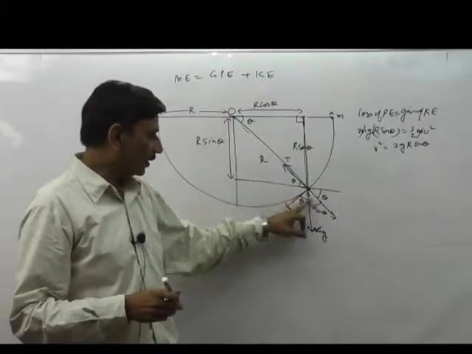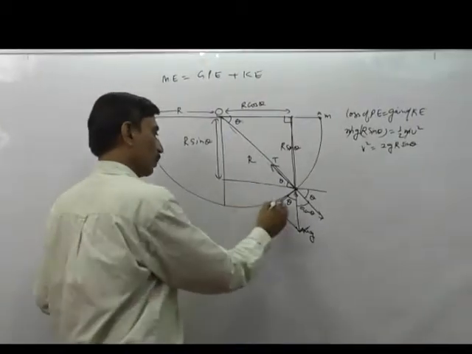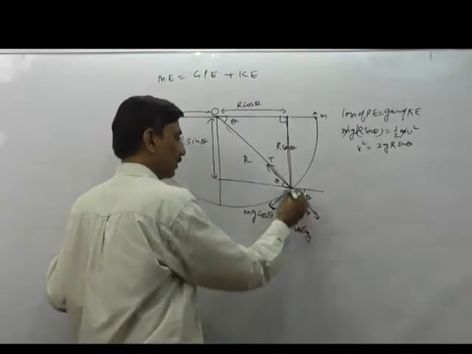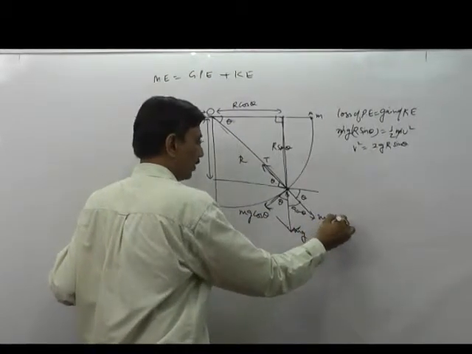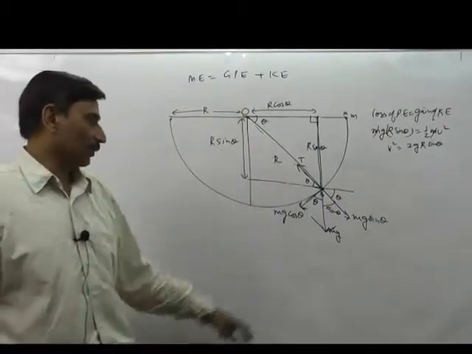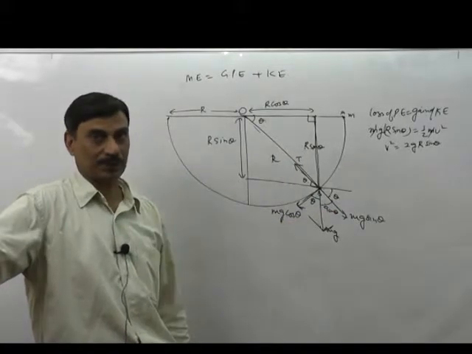So if this is mg and this angle is theta, then this component over here is going to be mg cos theta, and this component is going to be mg sin theta. It's okay. We have resolved this force mg into two parts: one is mg sin theta, the other is mg cos theta.